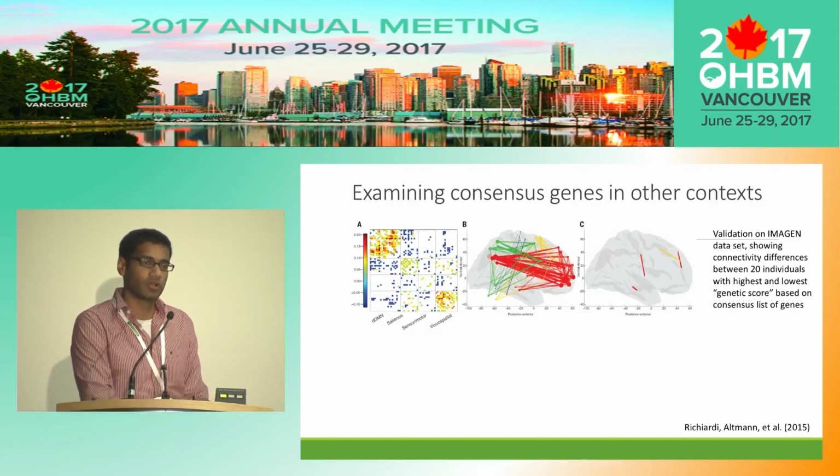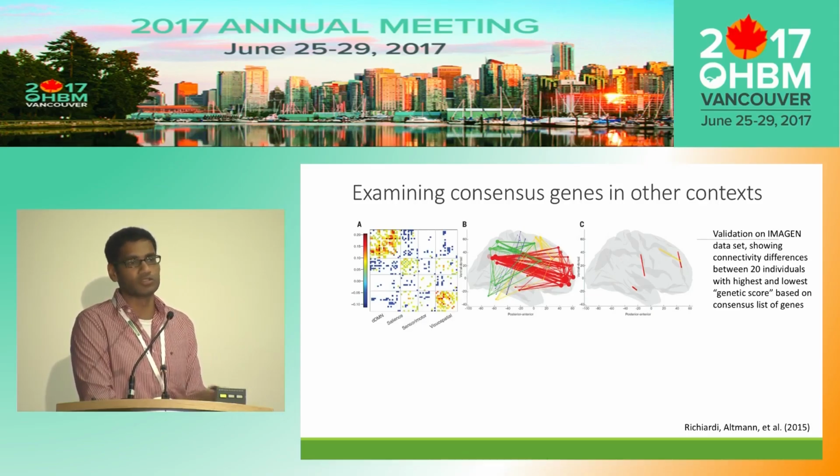So they also look now to see if they can find these consensus genes in other contexts. One of the validation analyses that they perform in this paper is to look at the Imagen data set. For each individual in the Imagen data set, they calculate a genetic score which is related to the variability in the genetic information among this consensus list, this top list of 136 consensus genes.